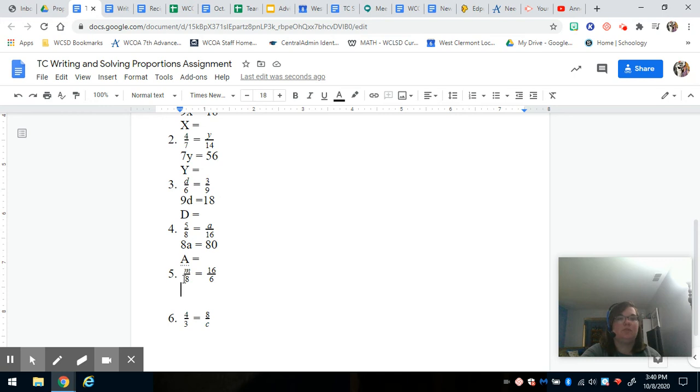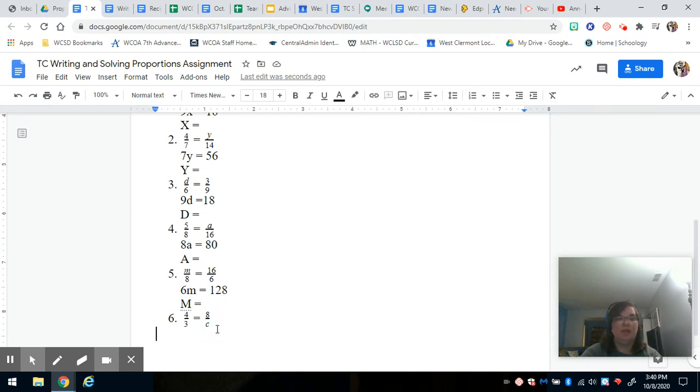All right, next one, cross multiplying. 6 times m, 6m, equals 8 times 16, which is 128. Now, to find out what m equals, we need to divide both sides by 6. So we'll take 6m, divide by 6. We're left with m. Then we'll take 128, divide by 6, and we'll get our answer.